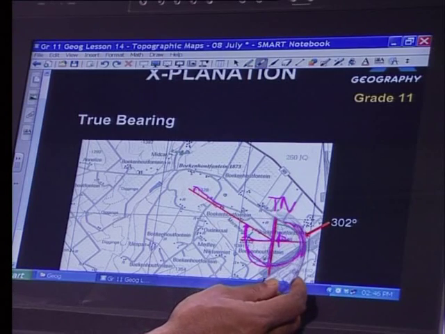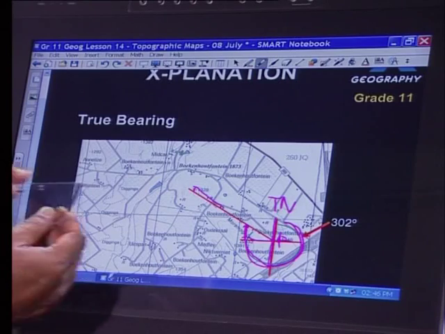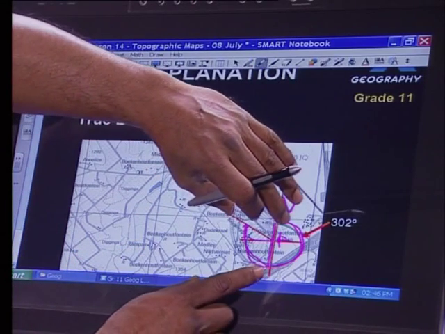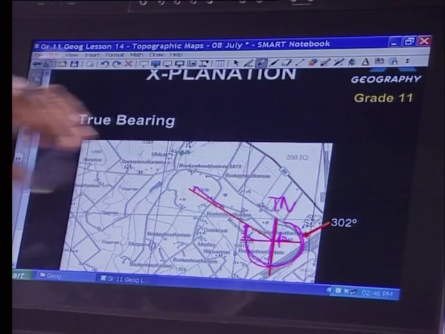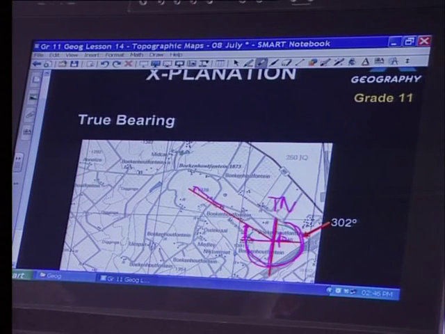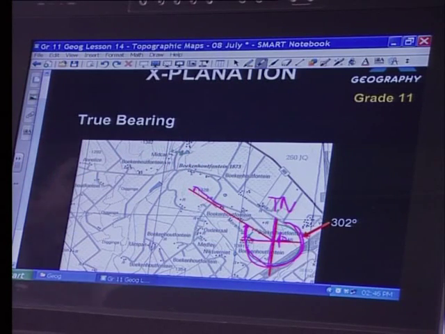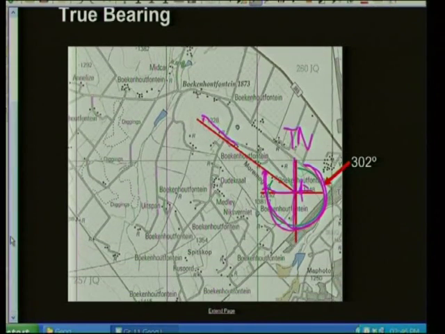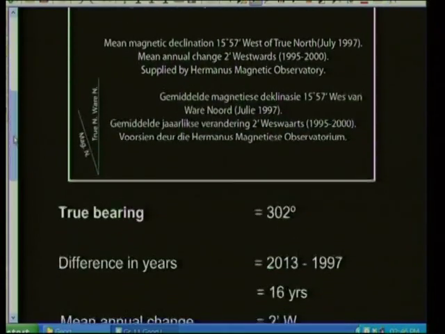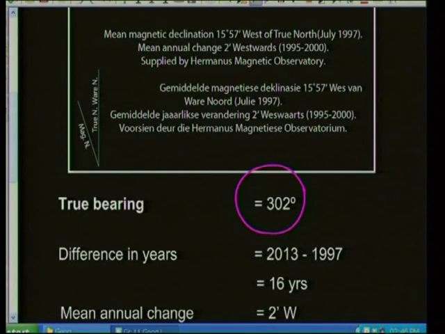Please note the zero line, if you're measuring, must be on the true north. You understand? And then when you're measuring this way, after you've done that, the zero line must be on that line, so you work the two out. In this case, you add the two, which adds up to 302 degrees. I'm sure all of you know how to use a protractor. So I've already worked out that my true bearing is 302 degrees.